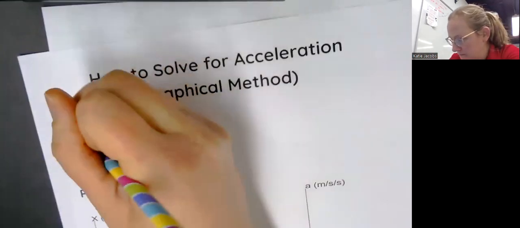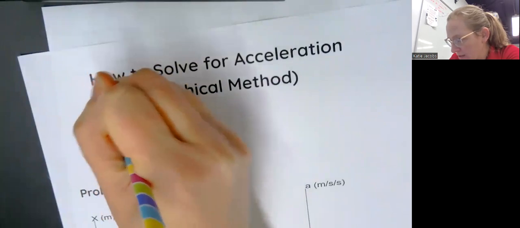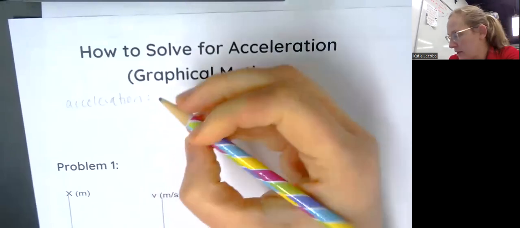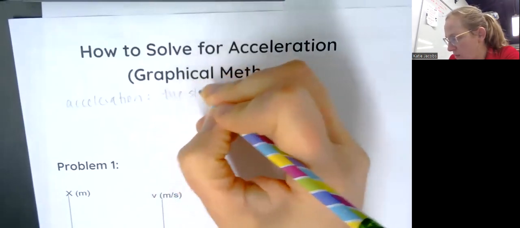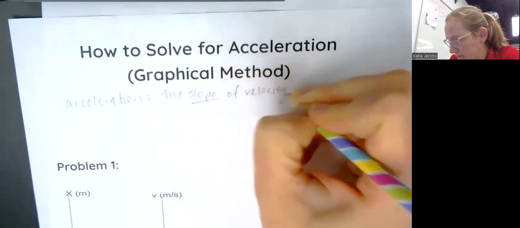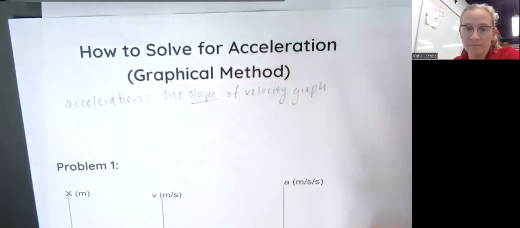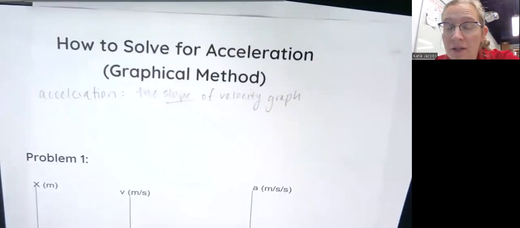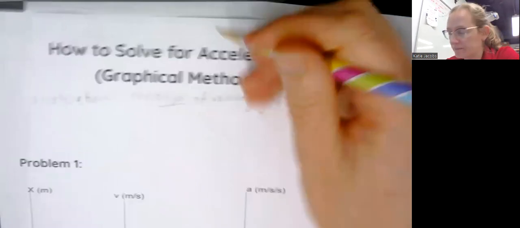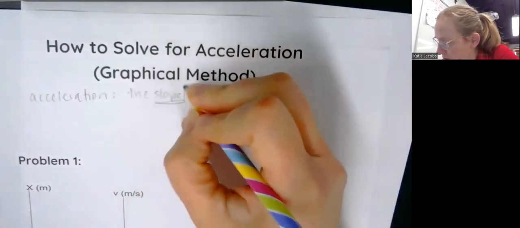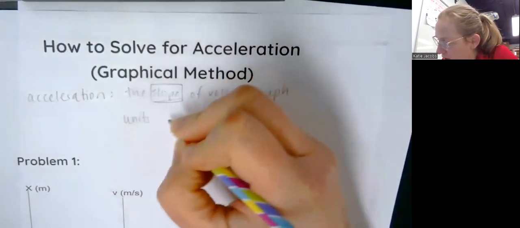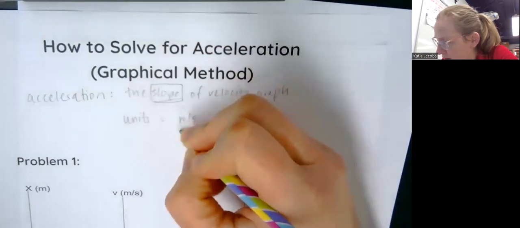So first of all, everyone needs to know the definition of acceleration. Acceleration is the slope of the velocity graph. That's the definition of acceleration. It's how much the velocity is changing every second. And that is slope, change in velocity over time. The units for acceleration are going to be meters per second per second.